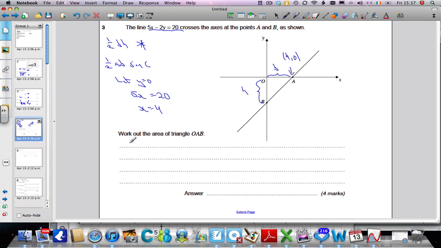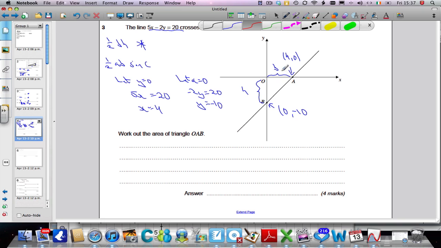And when x is 0, so let's let x equal 0, we get -2y equals 20. That means y is equal to -10. So this point is the point (0, -10). Now what has that told me? It's told me that the base is 4. It's 4 units across because it goes from 0 up to 4. And the height, although we're looking down, is 10 units in length, so the height would be 10.